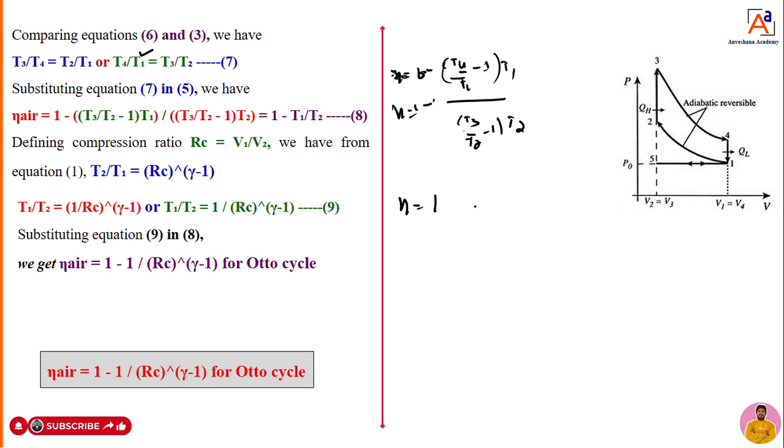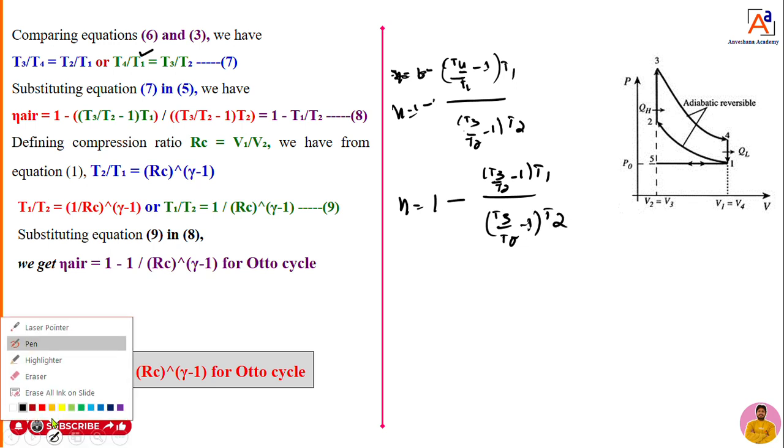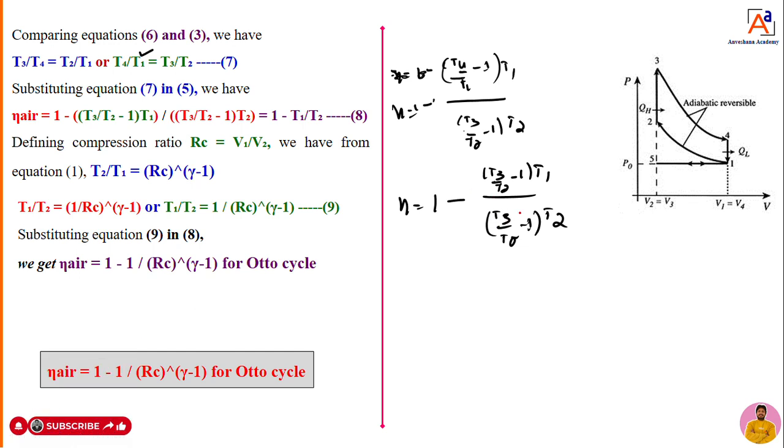So therefore efficiency is equal to 1 minus, what is T4 by T1? T4 by T1 is nothing but T3 by T2. I will write it here now: T3 by T2 minus 1 into T1. Similarly, T3 by T2 minus 1 into T2. Then what happens now, dear students? At the denominator and numerator, T3 by T2 minus 1 gets cancelled. Then what remains? Efficiency is equal to 1 minus T1 by T2.